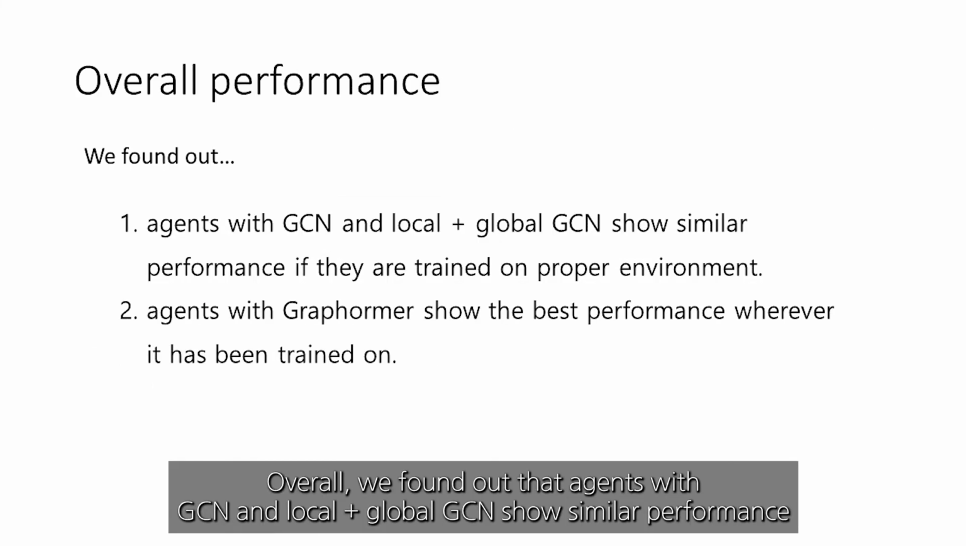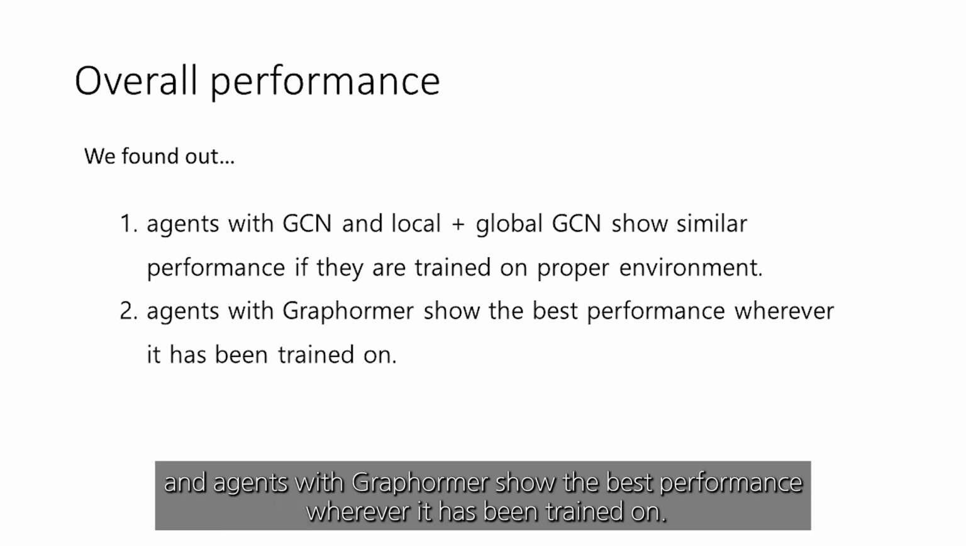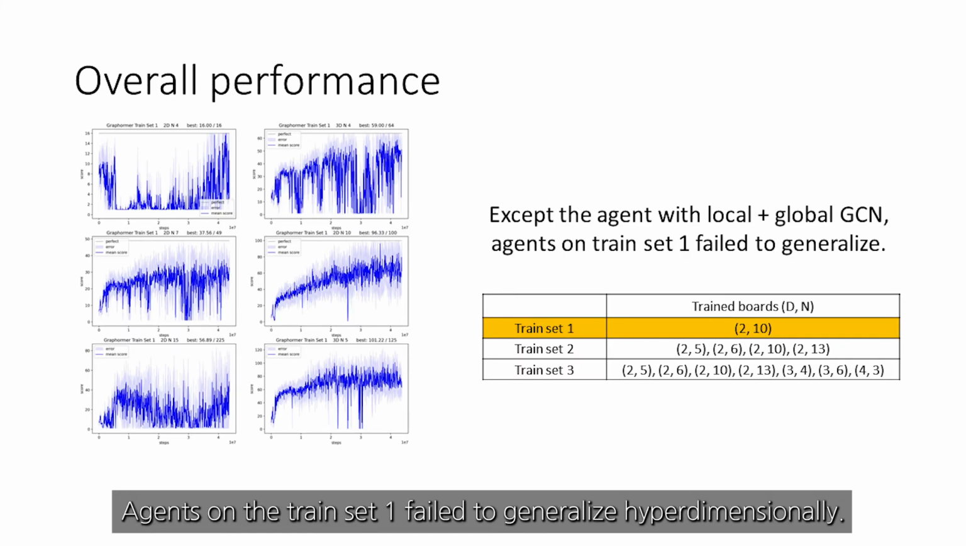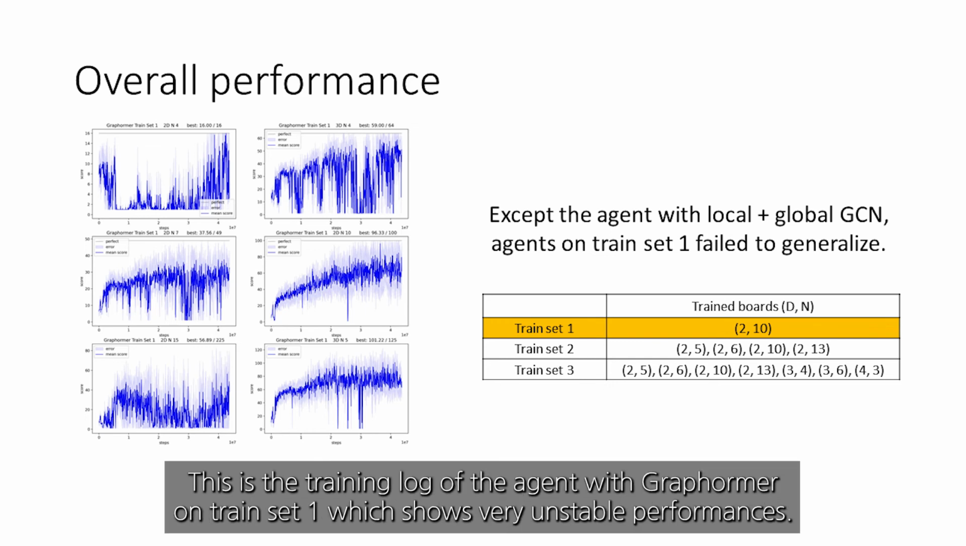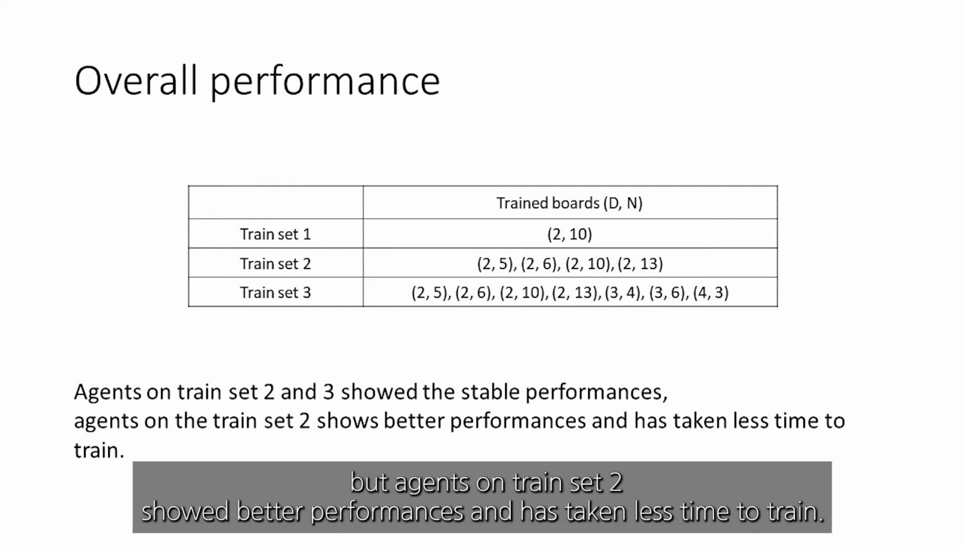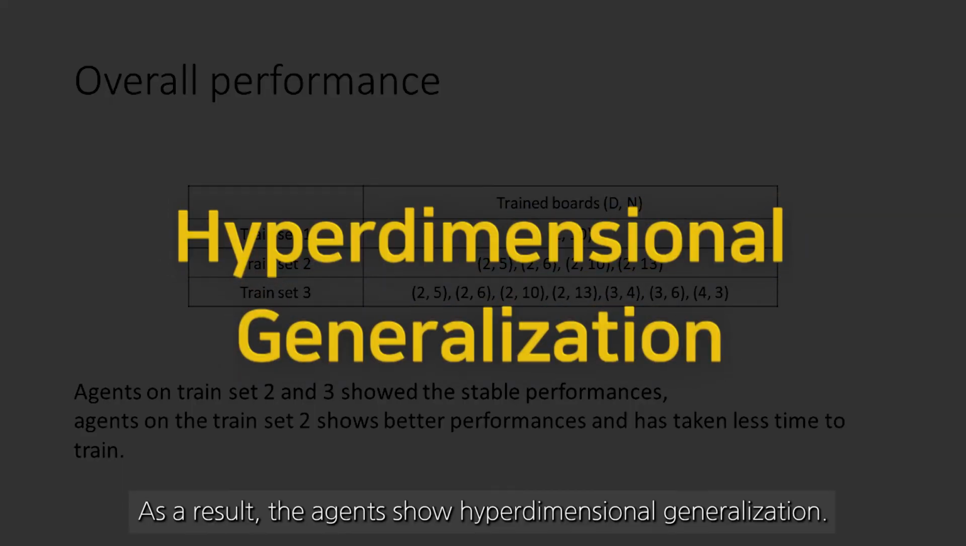Overall, we found out that agents with GCN and local and global GCN show similar performance if they are trained in the proper environment, and the agent with GraphFormer shows the best performance wherever it has been trained. But except for the agent with local and global GCN, the agent on train set 1 failed to generalize hyperdimensionally. This is the training log of the agent with GraphFormer on train set 1, which shows very unstable performance. Agents on train set 2 and 3 show stable performance, but the agent on train set 2 shows better performance and took less time to train. As a result, the agent shows hyperdimensional generalization.